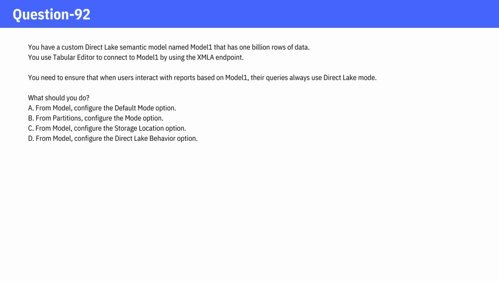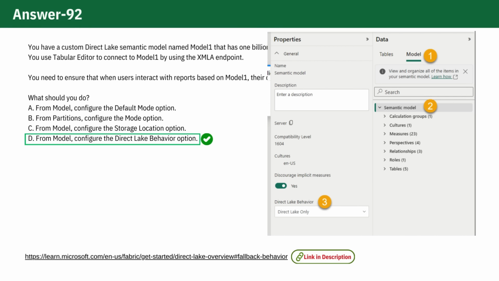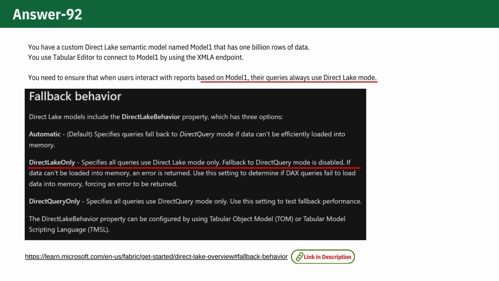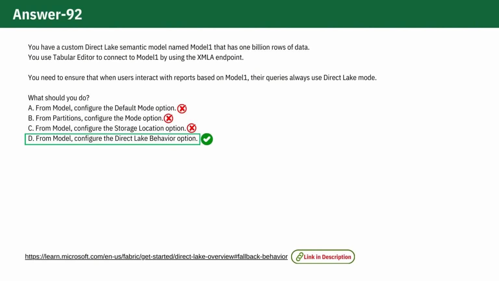A. From Model, configure the default mode option. B. From Partitions, configure the mode option. C. From Model, configure the storage location option. D. From Model, configure the Direct Lake behavior option. Take a moment to think and verify your answer. From Model, configure the Direct Lake behavior option. D is the correct choice because configuring the Direct Lake behavior ensures that the model uses Direct Lake mode for queries, and fallback to Direct Query mode is disabled.